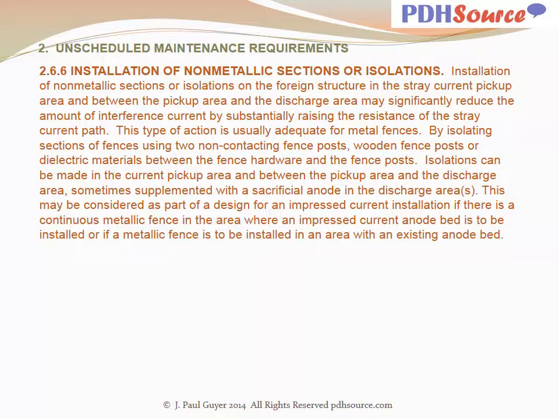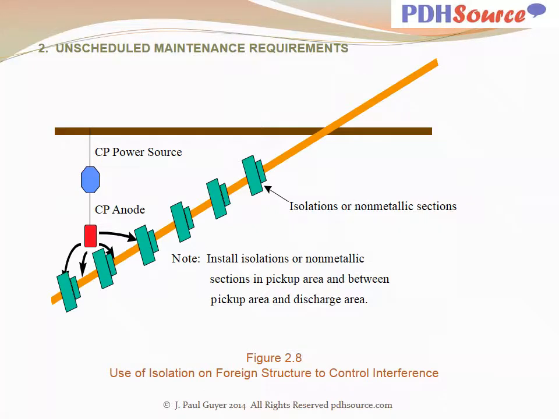This may be considered as part of a design for an impressed current installation if there is a continuous metallic fence in the area where an impressed current anode bed is to be installed, or if a metallic fence is to be installed in an area with an existing anode bed. Figure 2 indicates the use of isolation on foreign structures to control interference.